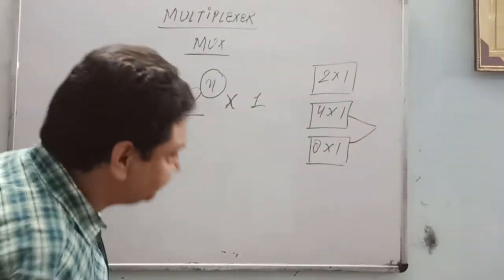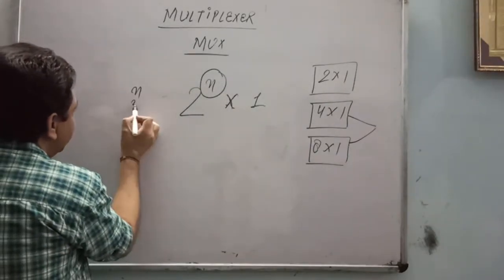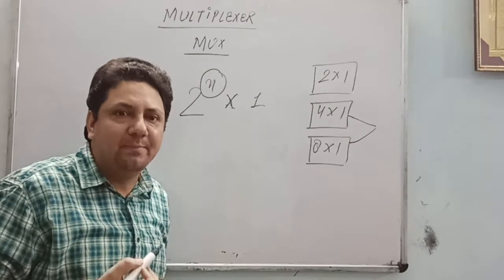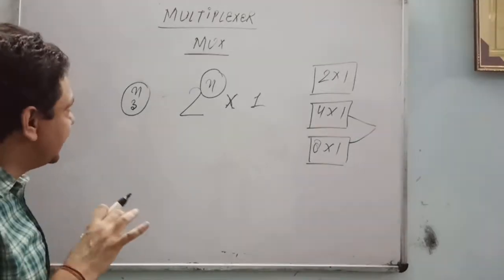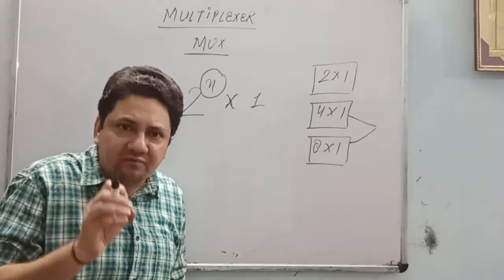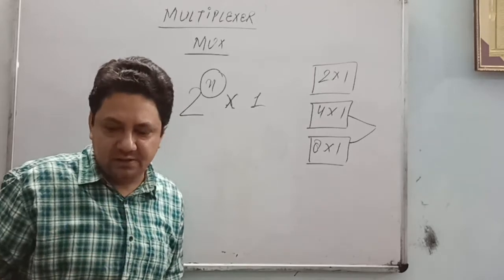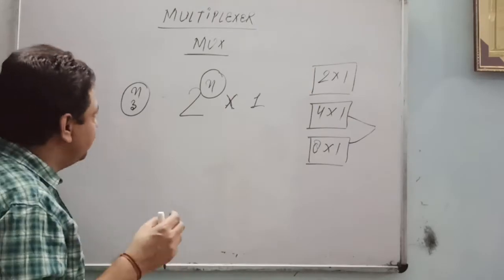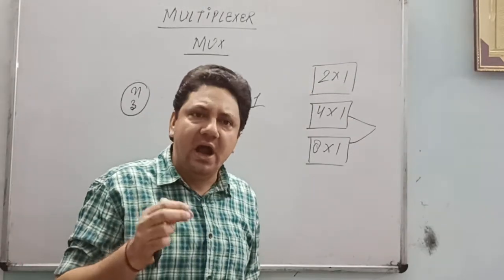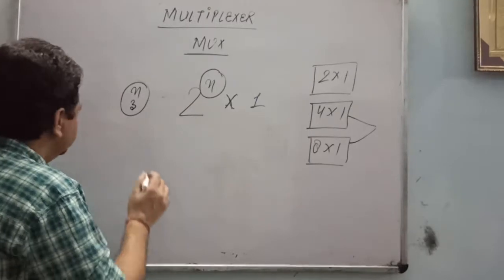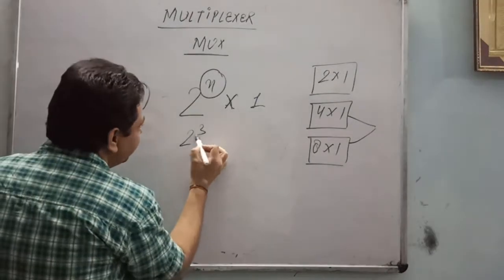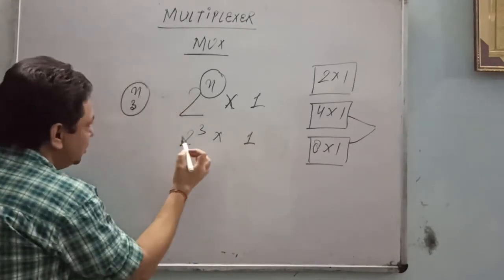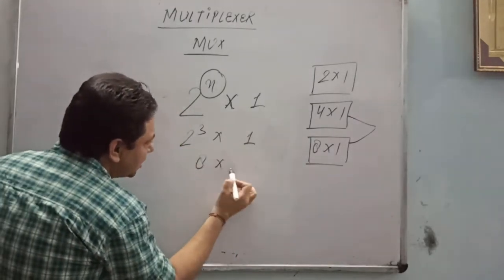Suppose I have taken n is 3. For 3 selection lines, how many inputs will they be capable of handling? Here in this circuit, we have to only concentrate on the selection lines. Understand? Because on the basis of selection lines, the inputs are selected and produce the output. So n is 3. So 2 to the power 3 cross 1. So 2 to the power 3 means 8 cross 1.